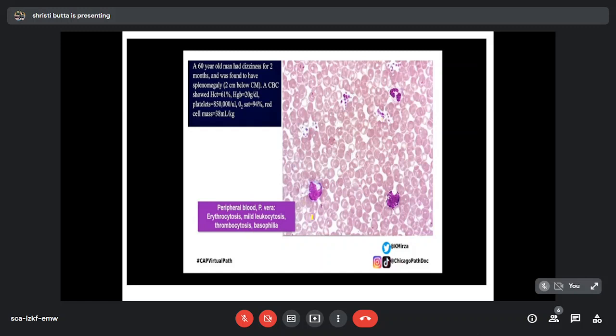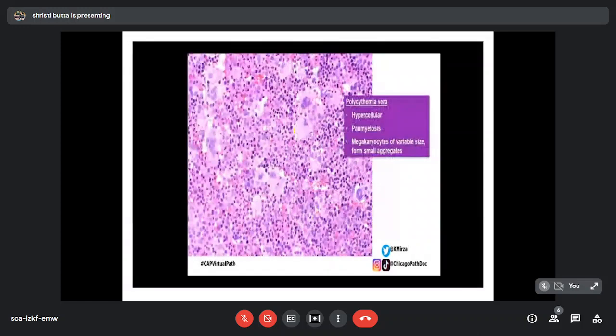So this is one picture giving you a clue that you should go in for a bone marrow, and if the bone marrow reveals a panmyelosis with this picture together with JAK2V617F and a subnormal erythropoietin level, all indicate towards a polycythemia vera. The bone marrow is showing hypercellularity. Yes, there is panmyelosis. And look at these megakaryocytes here. These megakaryocytes are very classic, present in small aggregates. A lot of megakaryocytes, all present in small aggregates.